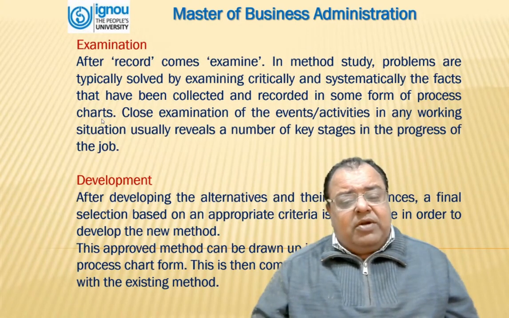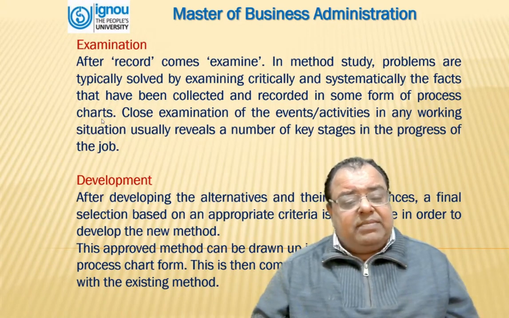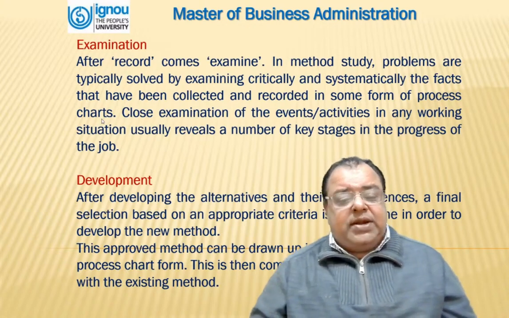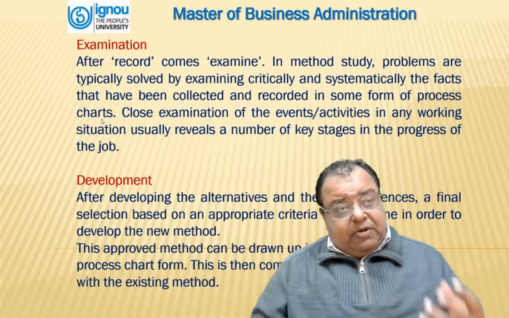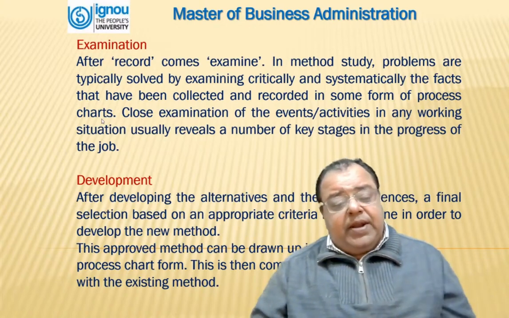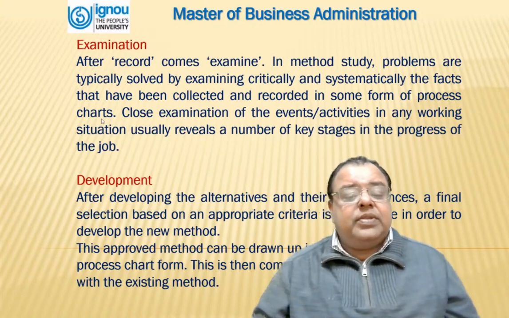After developing the alternatives and their consequences, a final selection based on appropriate criteria is to be done in order to develop the new method. This approved method can be drawn up in a process chart form. Then this is compared with the existing methods.